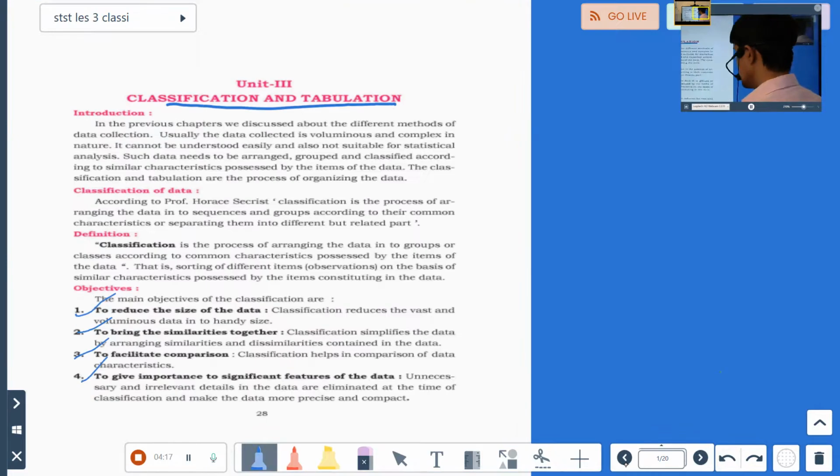If you remember all these, can you see they are all similar to the functions of statistics? See, reduce the size of data, bring similarities together, facilitate comparison, give importance to significant features of the data. Same things. Okay. I need not explain anything. To reduce the data, yes, I have said when you are taking grain items, you will put it into one class, one header. So items will come under one header, and the size will be reduced.